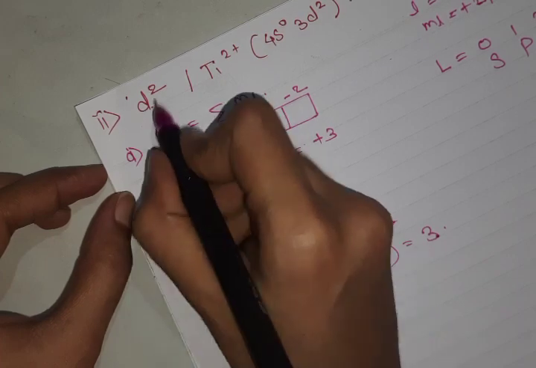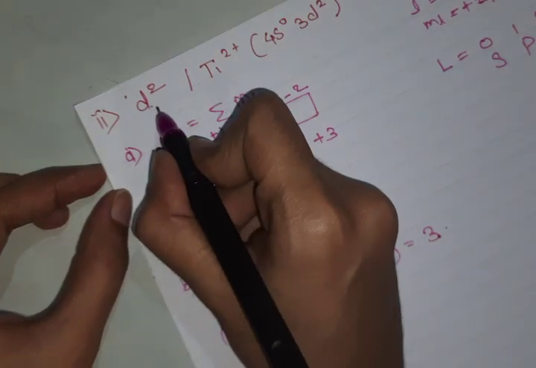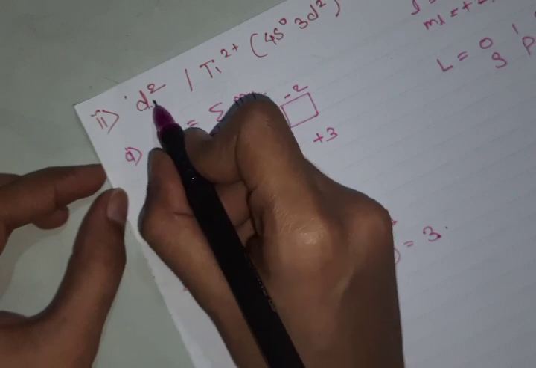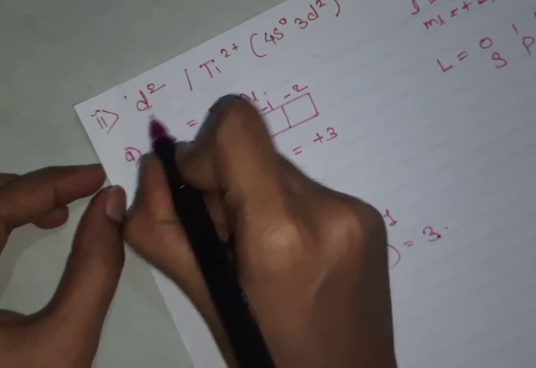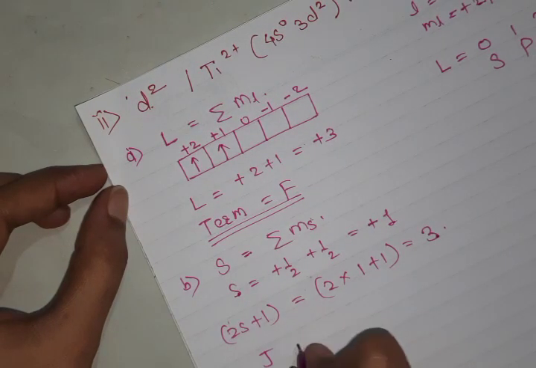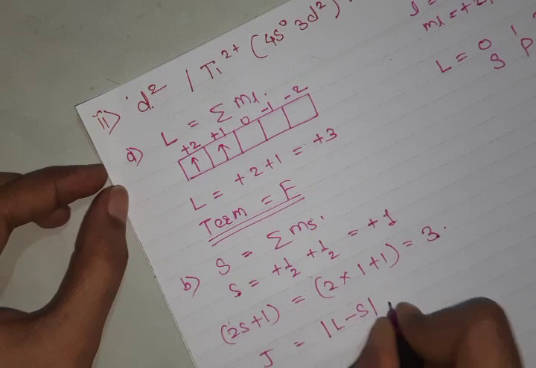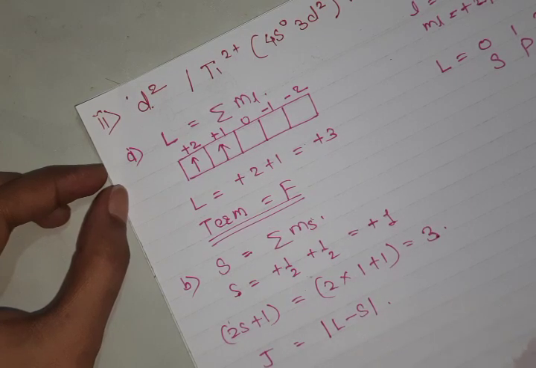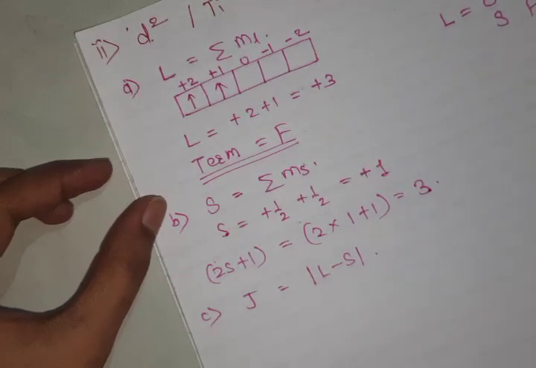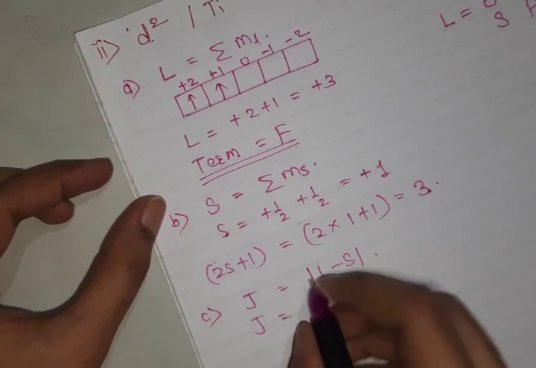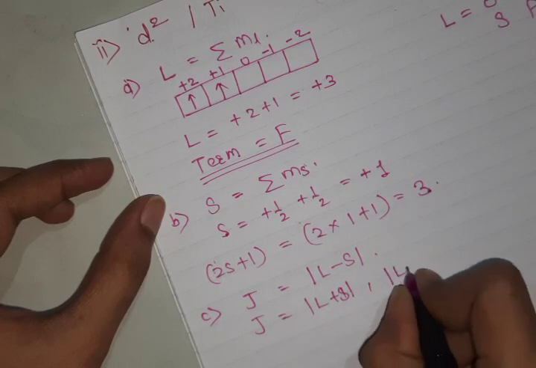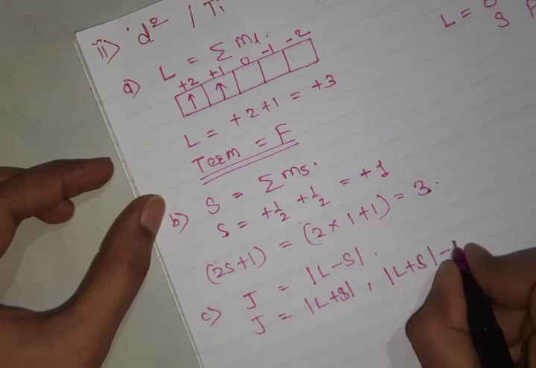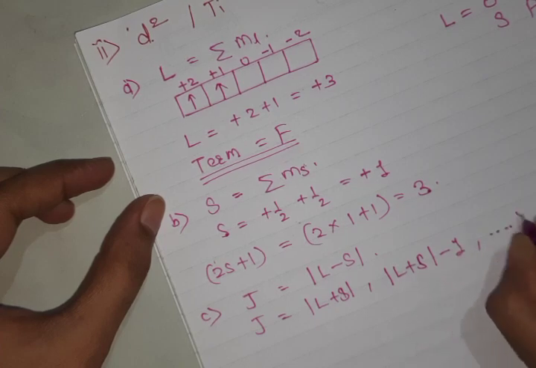J value. This is less than half filled, because the d orbital has an electron capacity of 10 electrons. Half filled is d5, and this is less than d5. So we'll take L minus S only, L minus S for the ground term symbol. To calculate the term symbols, these J values are taken as L plus S, then L plus S minus 1, up to L minus S.